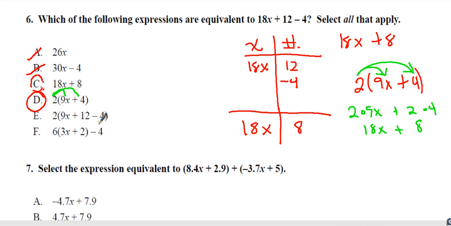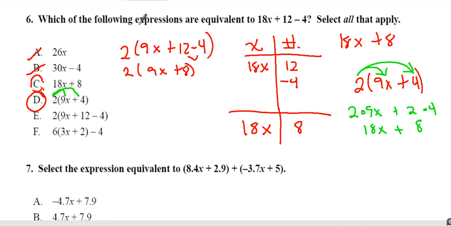I have parentheses here, but before I try to work with the parentheses, I'm going to go ahead and say, well, I have 12 minus 4. I know 12 minus 4 is 8. So if 12 minus 4 is 8, that means I end up with 2 times 9x plus 12 minus 4. That's 2 times, if I combine these two, it's 9x plus 8.